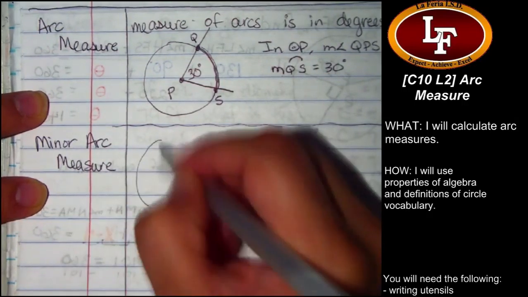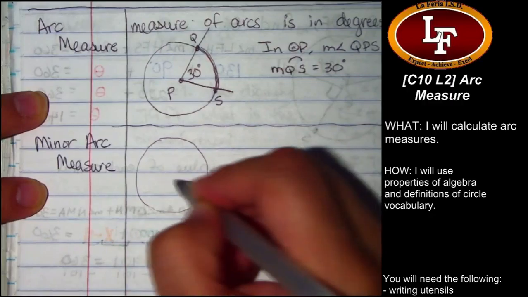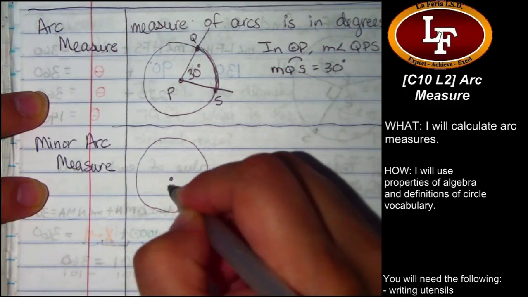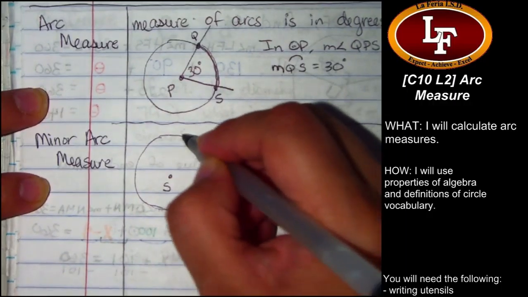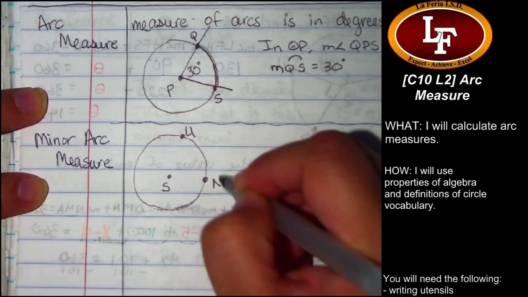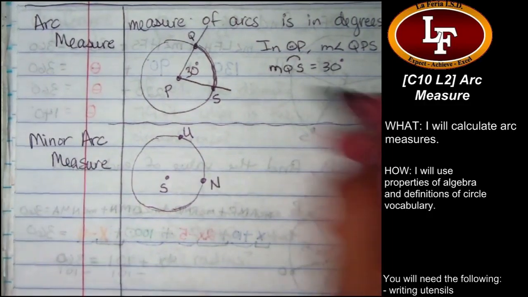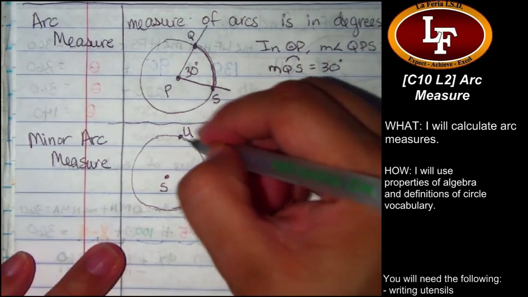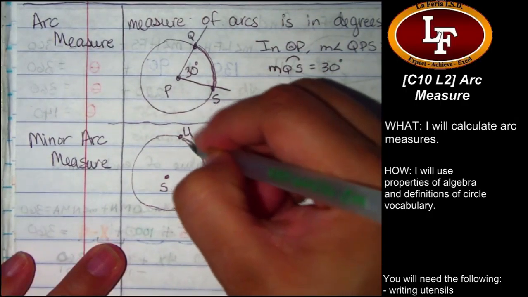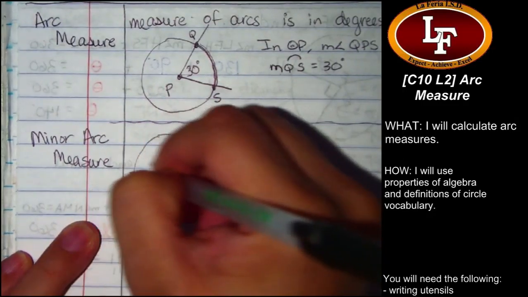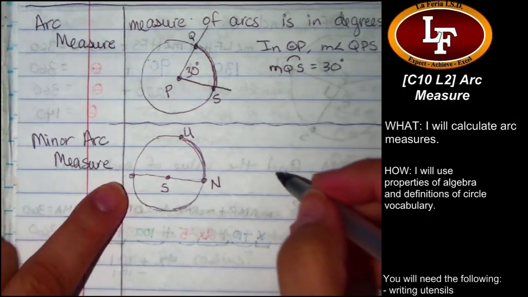Let's sketch ourselves really quickly a circle. Label its center as S, and then it has some arc QN. The minor arc would be this one right here. Notice how its distance is going to be less than if we'd created this semicircle over this way.